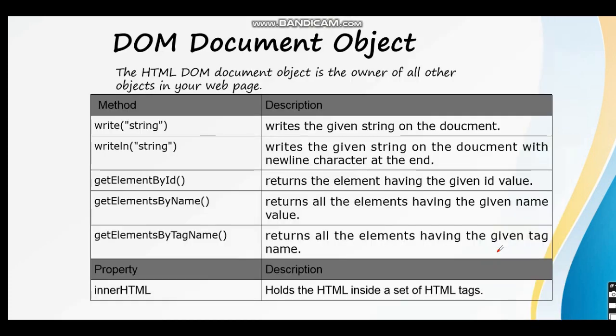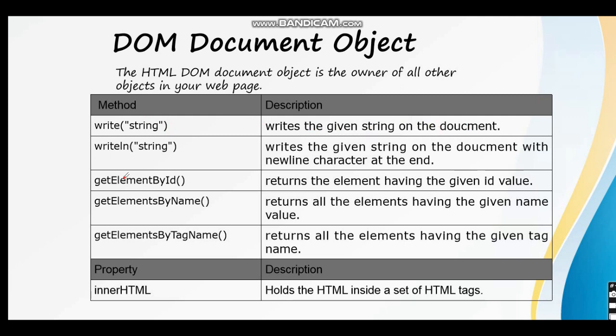Next, the HTML DOM document object is the owner of all other objects in your web page. Your methods for this are writeln, getElementById, getElementsByName, getElementsByTagName. And these are the descriptions for these methods. Like if I take the method write and in the bracket a string, then this method is going to write the given string on the document.